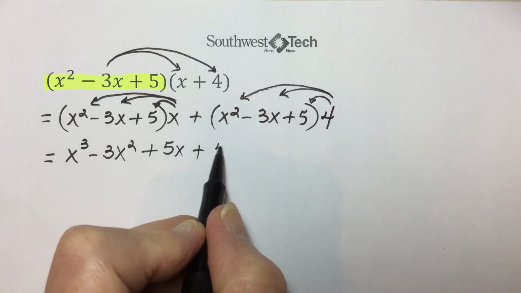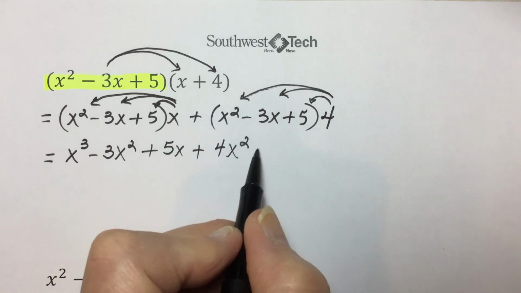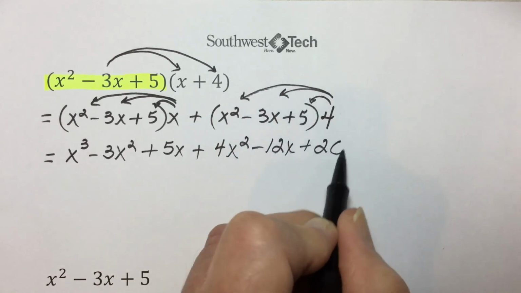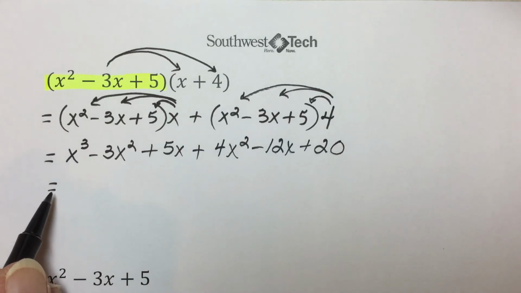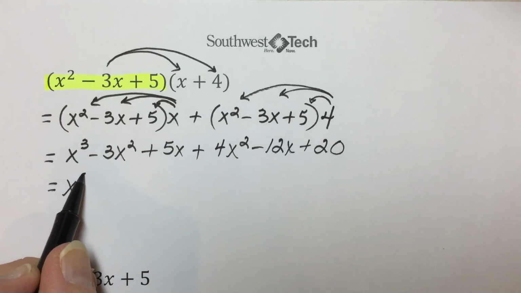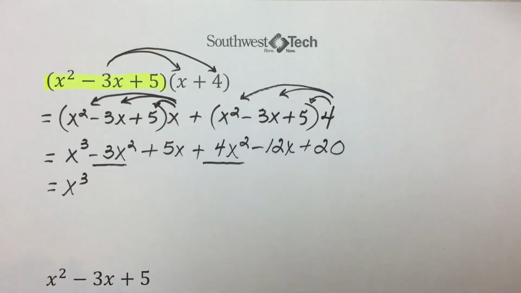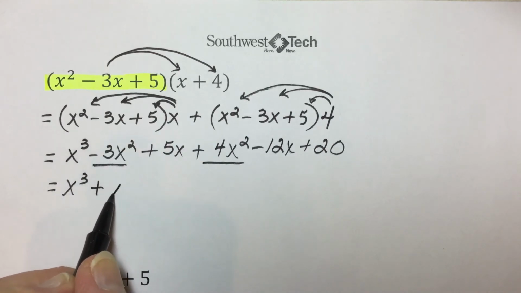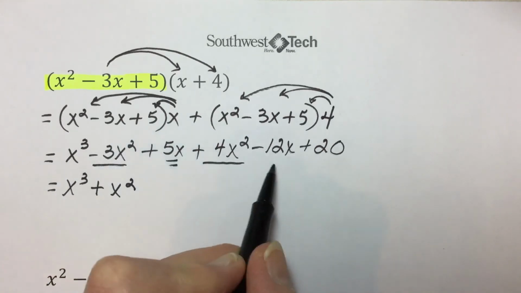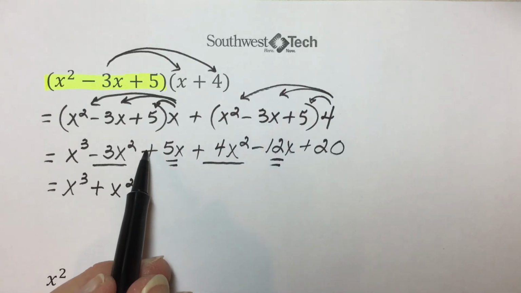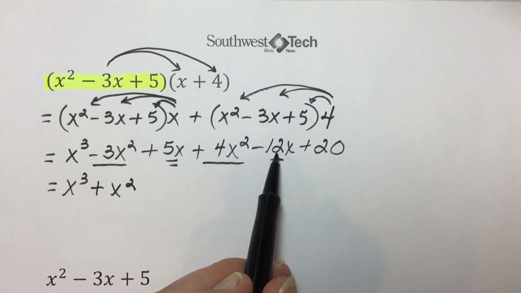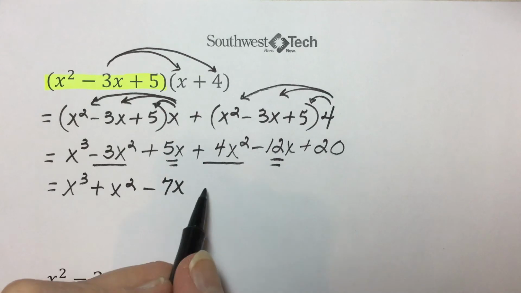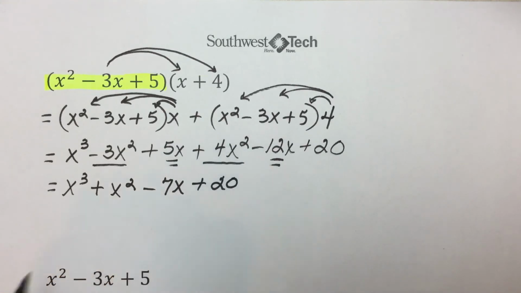4 times x squared is 4x squared. 4 times minus 3x is negative 12x. 5 times 4 is 20. Simplifying by combining like terms, we have an x to the third. We have two x squared terms. Negative 3 plus 4 leaves 1x squared. Terms with just x to the first power, positive 5 minus 12, combine to give us a negative 7x, and our constant term of plus 20.